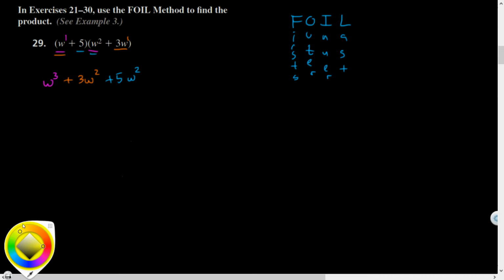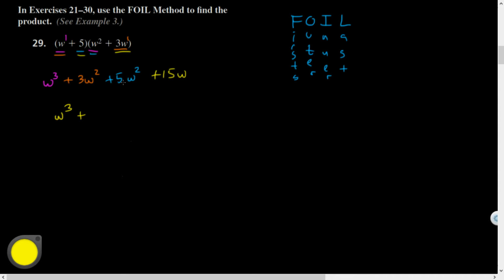Yeah, agreed. And then the last terms for each of these parentheses. So 5 times 3w is 15 w's. And then I combined w cubed, had no terms to combine. 3w squared plus 5w squared is 8w squared, because those were like terms. Yeah, and we're done. That W was a little too many W's. That was a triple W. There we go. All right, so that's the FOIL method.